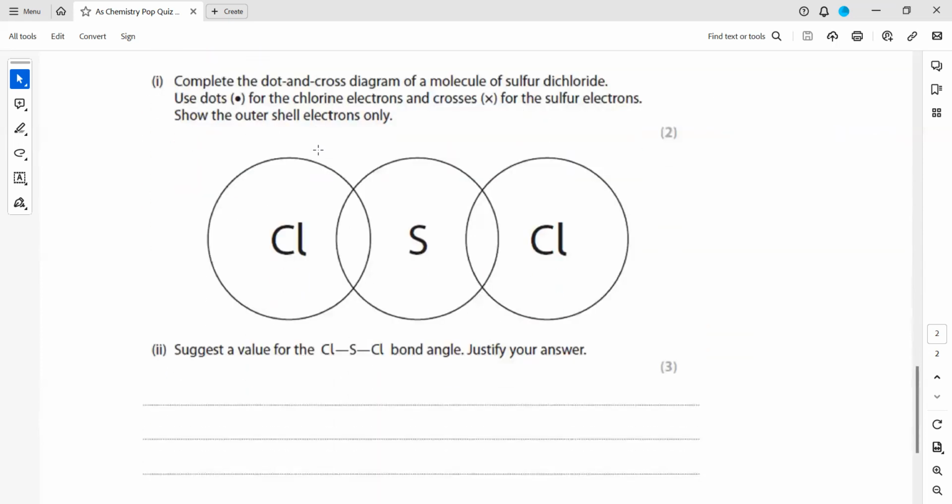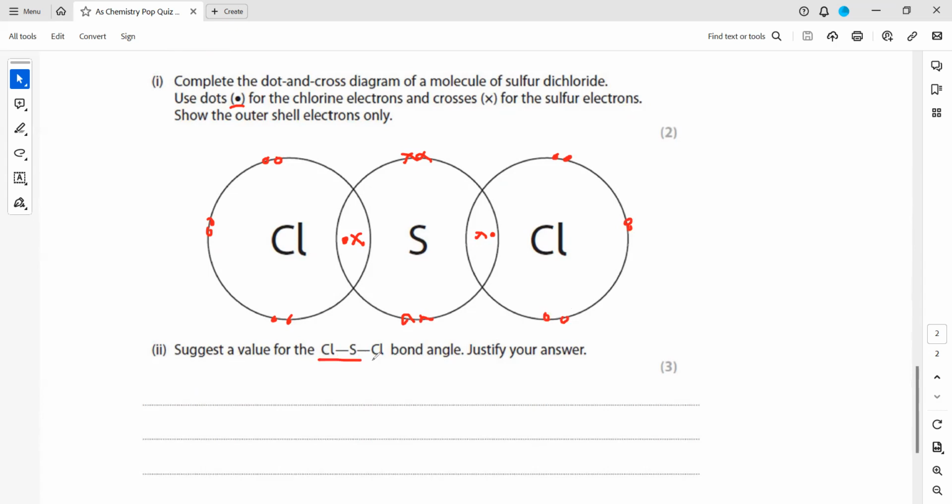Then you have to complete a dot and cross diagram for sulfur dichloride. Sulfur belongs to group 6. Group 6 elements share 2 electrons. Use dots for chlorine. This is important, if they mention use dots for chlorine. So this is for chlorine, then sulfur. This is for chlorine and sulfur. And there will be 4 unshared electrons as it belongs to group 6. Share 2, unshared will be 4.